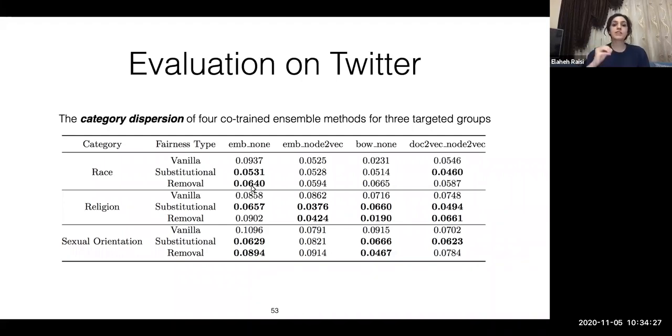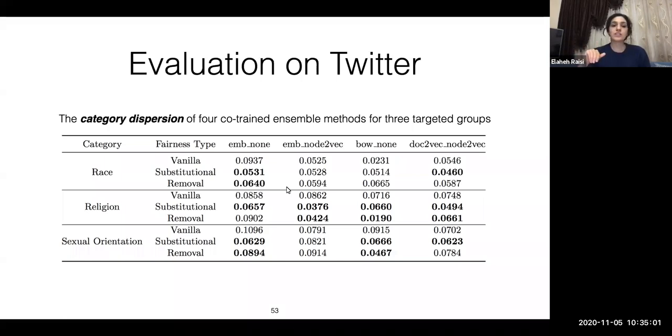It means that the model is fair toward all of the subcategories, the sub keywords of the categories. So the main conclusion, or the summary, is that for the embedding message classifier and for the doc2vec, when combined with node2vec, when we enforce the substitutional fairness for all of these targeted groups, the category dispersion reduced.